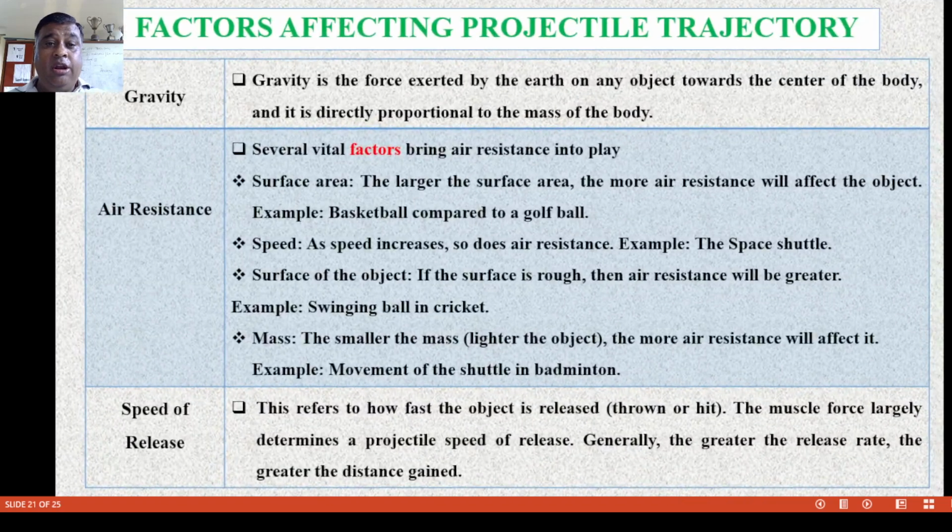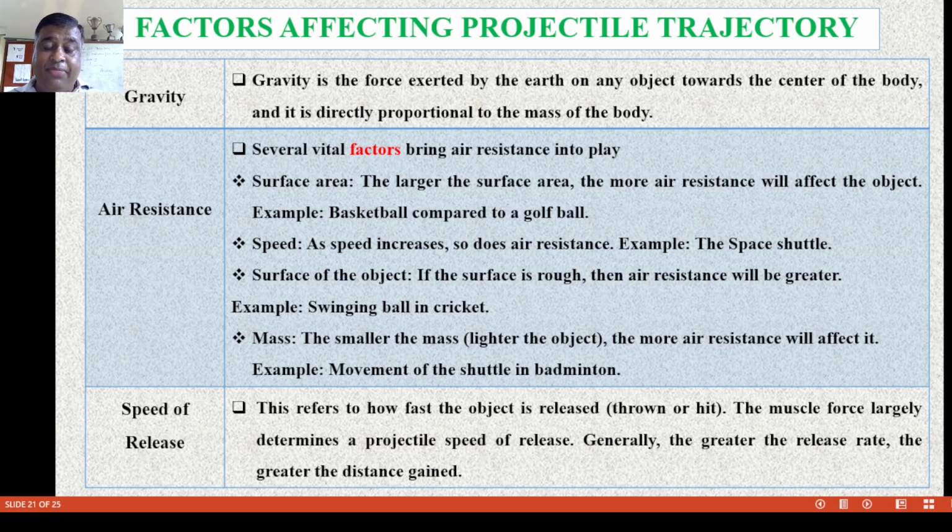Now the factors affecting the projectile. Many factors are there; a few are these. First is gravity. Gravity is a force exerted by the earth, 9.8 meters per second squared, pulling objects towards the center of the earth, and it is directly proportional to the weight or mass of the body. Next is air resistance, an important factor. First is surface area. The larger the surface area, the more resistance affects the object. Example: a basketball compared to a golf ball.